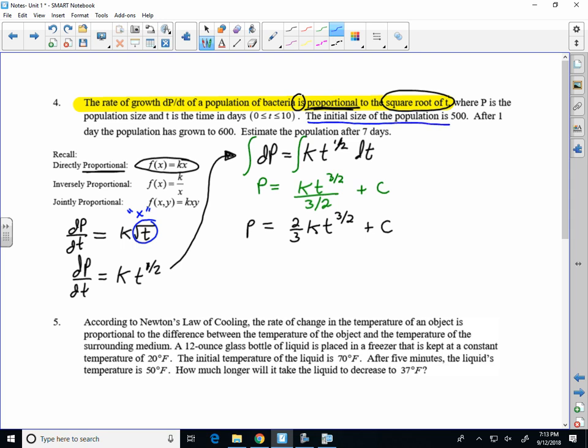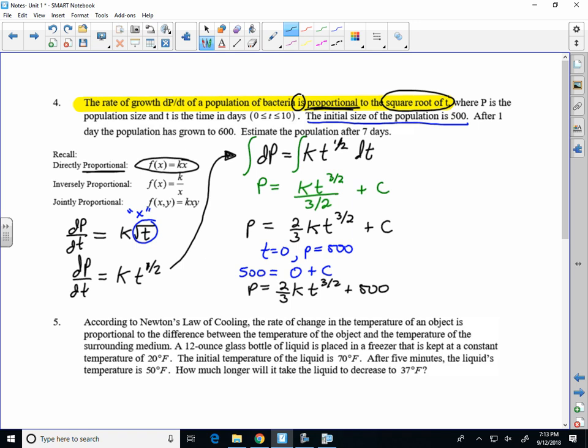So the initial size of the population is 500. What that's telling me is that when t is equal to 0, p is equal to 500. So I'm going to pop that in. So 500 equals, if I'm plugging in a 0 for t, that whole first part is going to zero out. 0 plus c, which is just c equals 500. So I can say that p equals 2/3 k times t to the 3/2 plus 500.